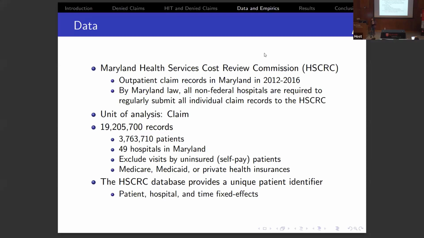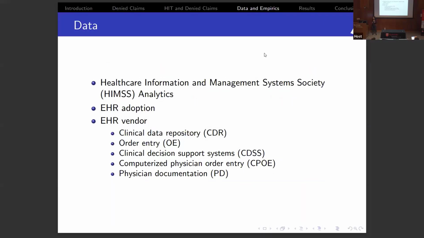This data has a unique patient identifier, which allows us to track the same person over time. So we can see the different hospitals the patients visited and over different time periods. As I will come to in the empirical specifications soon, this allows us to control for time-invariant unobserved heterogeneity among patients, hospitals, and years.